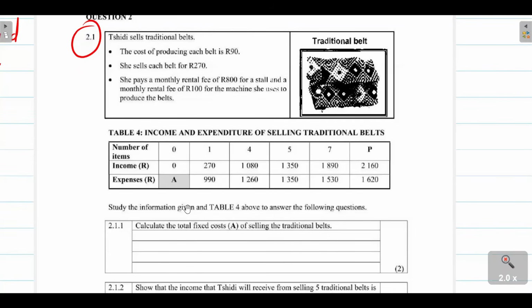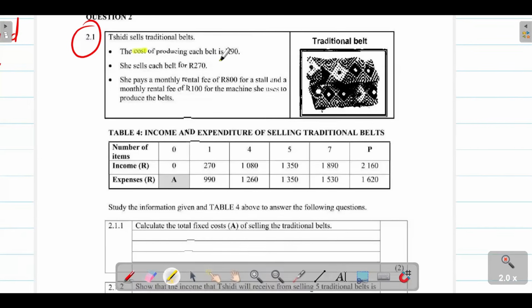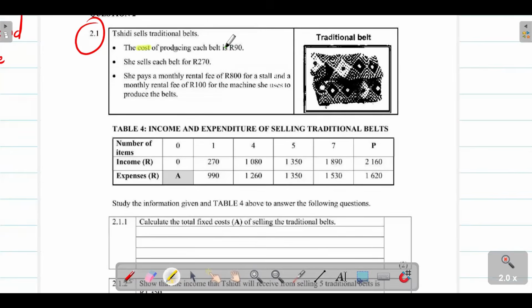Now, question 2.1. They say TD sells traditional belts. Then they tell us that the cost of producing each belt is 90 rand. But already here, what are we given? Cost. Okay, they gave us the cost. What is this information that is given to us there? Is it the rate?